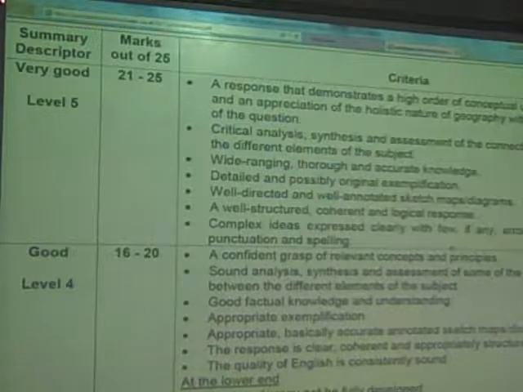Today's short clip is focusing on getting the most out of the mark scheme. This is specifically for second year students, so those studying A-level. These types of questions, 25 mark essays, are predominantly found in the G3 paper. They are, however, also found in the G4 paper.